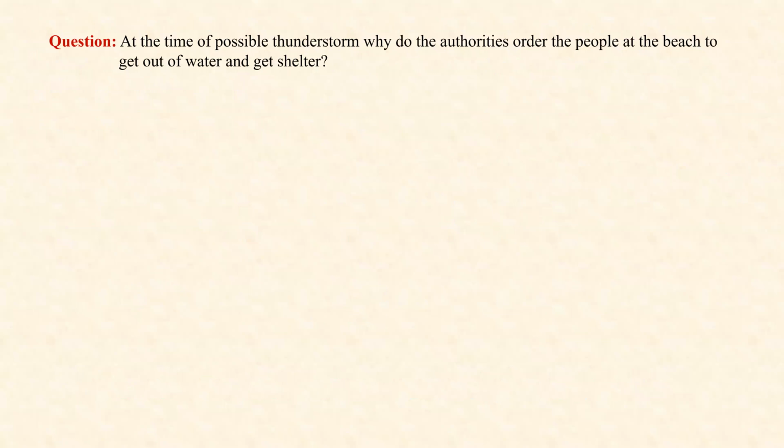All right, the question: at the time of a possible thunderstorm, why do the authorities order the people at the beach to get out of the water and get shelter? Does anybody know that?